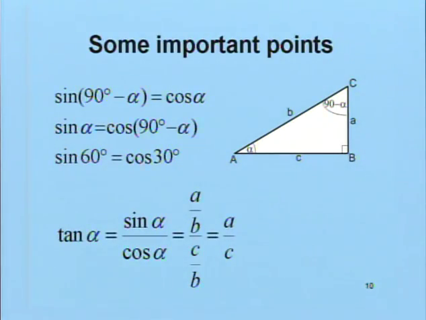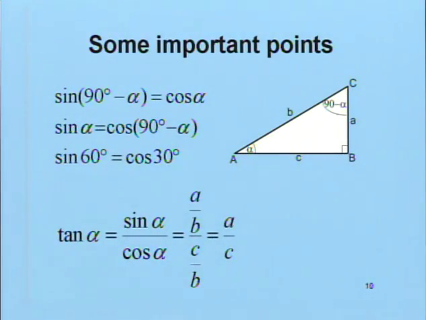Some important points. Sine of 90 degrees minus alpha is equal to the cosine of alpha. Sine of alpha is equal to the cosine of 90 degrees minus alpha. Sine of 60 degrees is equal to the cosine of 30 degrees.